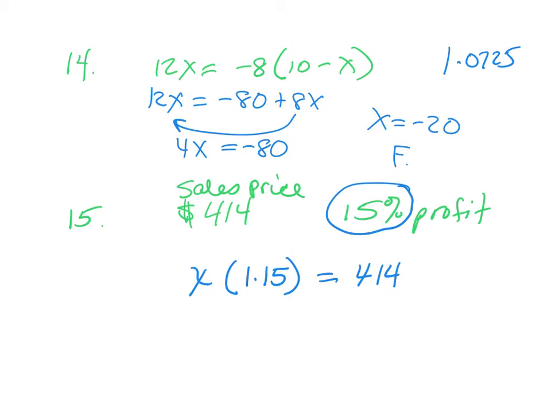Because whatever it costs, you're going to pay that amount plus another 15%. Well, the whole amount is 100%, which is the 1. And then the 15% is the markup, which is the 0.15. So when I just divide 414 by 1.15, it's just basic math at this point, I get $360.